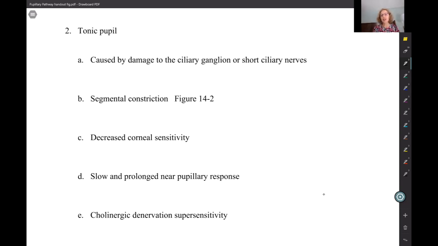You do still get anisocoria with the affected pupil larger, particularly in bright light. There will be a decreased response to light and a loss of accommodation. In addition, since this is specifically due to a lesion in the ciliary ganglia or short ciliary nerves, you can get segmental constriction. This will cause an irregularly shaped pupil. And we'll show an example of that here.